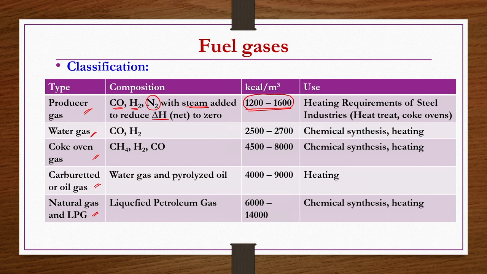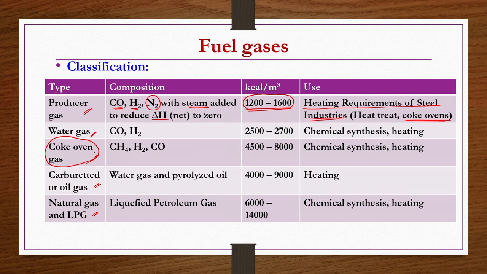It is often used in heating requirements of steel industries, especially coke ovens. Coke ovens are used to produce coke from coal, okay, or upgraded coal. This coal is processed in coke ovens in order to get coke. That coke is again used in steel industries, especially in iron making and steel making kinds of processes. So in this process, the coke oven gas is also a byproduct.